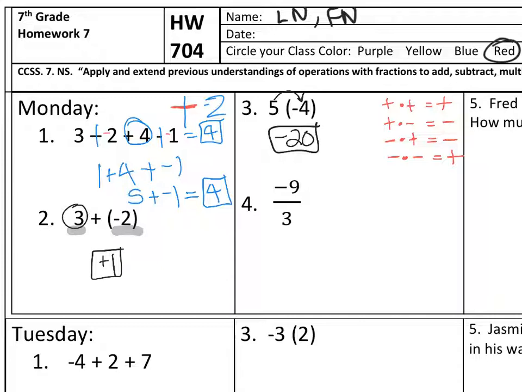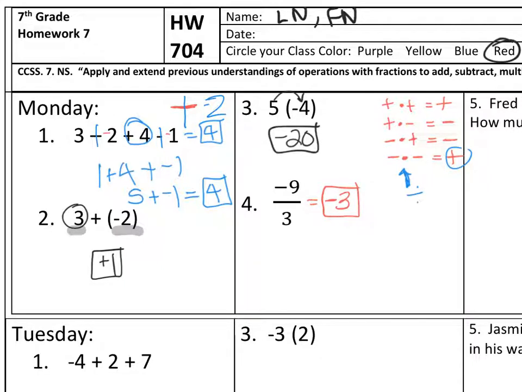Now, the same rules that we have for multiplication of positive and negative integers are the same for division. So if you had a negative divided by a negative, it would be positive. Just remember, it's the same. Now let's look at number 4. You have a negative integer divided by a positive. It would still be what? Negative. So I know my answer is going to be negative. Now, how many times does 3 go into 9? 3 times. So it's negative 3.